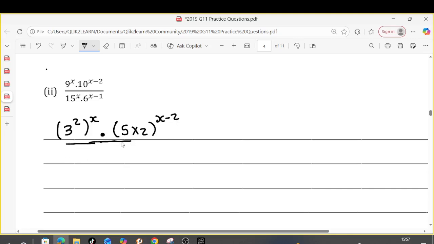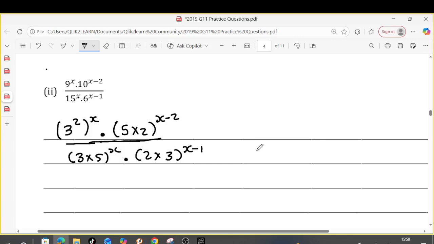What about 15? 15 I can write as 3 times 5, everything to the power x. What about 6? 2 times 5. I'm sorry, 2 times 3. 6 will be 2 times 3, to the power x minus 1. So when you have it like this, what's next?